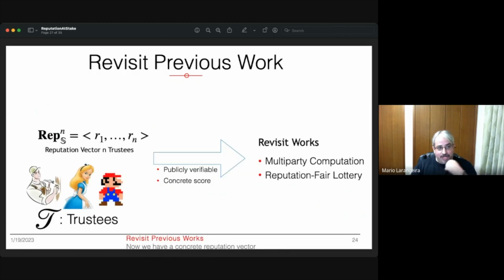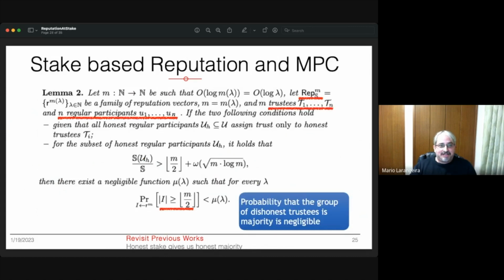Okay, now we have a concrete reputation vector. We know in general how it works. So now it's time to revisit the two works that I mentioned in the beginning for the MPC, for the reputation, and see how it will look. That's perhaps the heavier part, but let's go. Here, it's a bit heavy, but I highlighted some parts in red. That rep MS is actually the vector. I wonder if you can see my pointer.